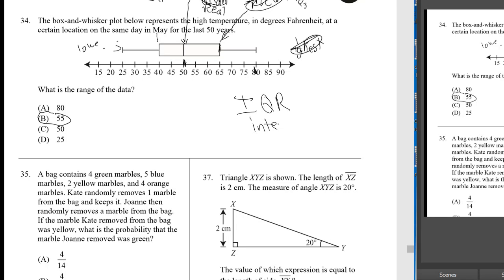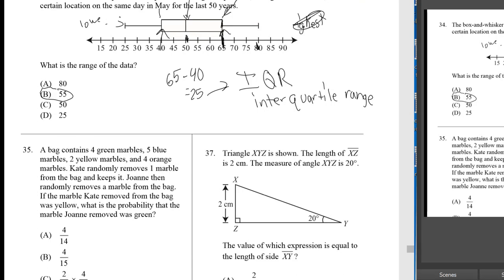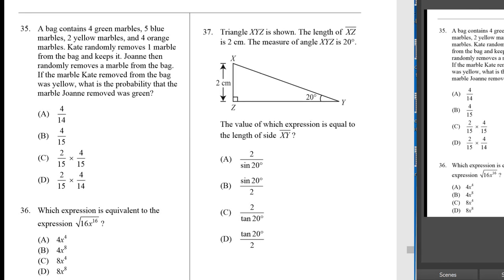Interquartile range rather than just the range, because that's what they usually ask. You're very lucky they asked range, because range is biggest minus smallest. Interquartile range is also very simple to find. It's just the number where this box ends minus where this box begins. So 65 minus 40 equals 25 is the interquartile range. But they didn't ask me that, they just asked me the regular old range. The regular old range is 55. But just in case they do ask the interquartile range, you know how to do it.